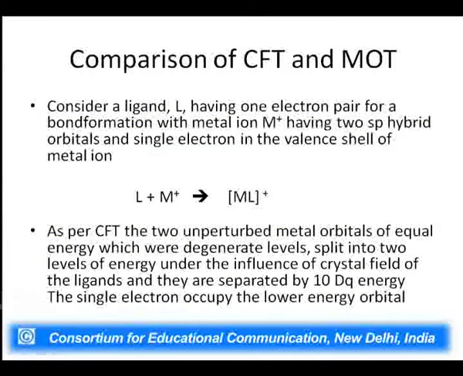Now, let us first of all have a comparison of CFT and the molecular orbital theory. At the outset, I would like to mention that properties such as color and the magnetic properties that we talked about in the CFT, which could be explained for most of the complexes, would give similar results from the molecular orbital theory. Then what is the difference? The difference is that here we allow the covalent nature of the bond and the strength of the bond to be considered as a prominent factor in deciding the energy of various atomic orbitals of the metal that undergo an overlap with the electron density of the ligand.